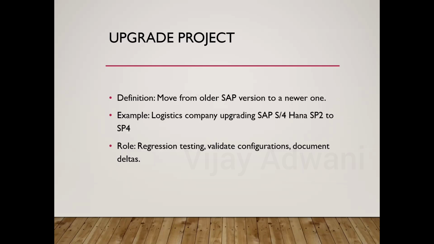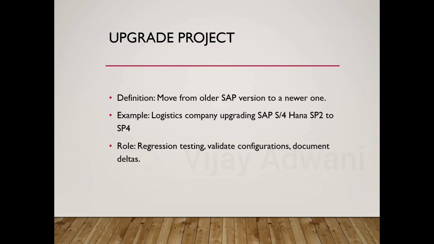The next thing is an upgrade project. So what is an upgrade project? Now, when you talk about an upgrade project, basically what happens, there are different service packs, or you can also call them versions. So let's say SAP S4 HANA 2023. The organization was working on feature pack 2, and SAP released a new feature pack called 4 for the same SAP S4 HANA 2023 version.